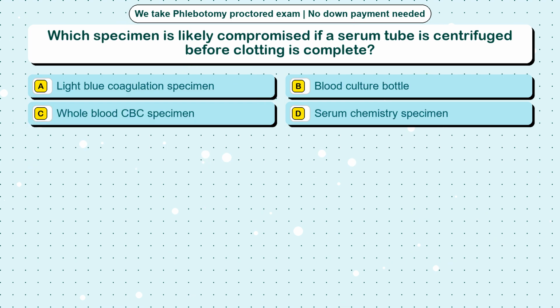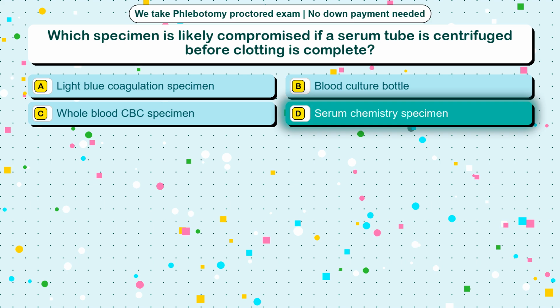Question 94. Which specimen is likely compromised if a serum tube is centrifuged before clotting is complete? Option A. Light blue coagulation specimen. Option B. Blood culture bottle. Option C. Whole blood CBC specimen. Option D. Serum chemistry specimen. The correct answer is option D.